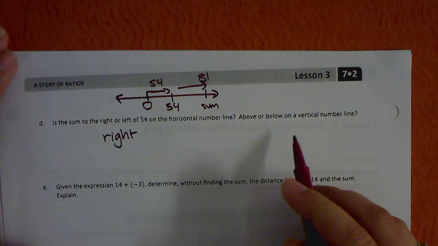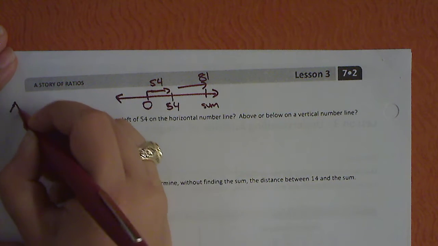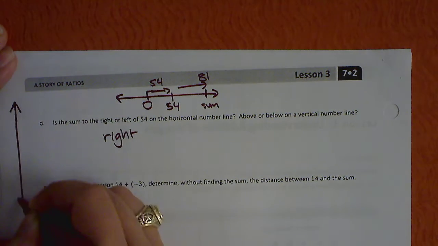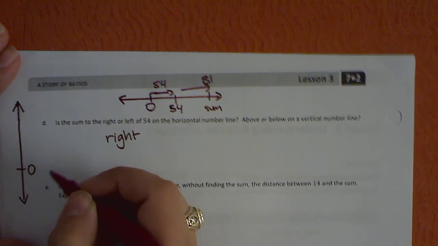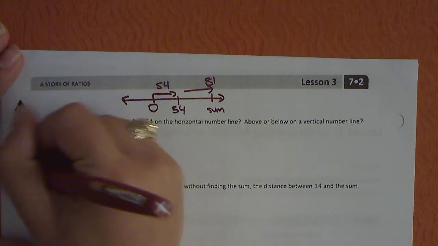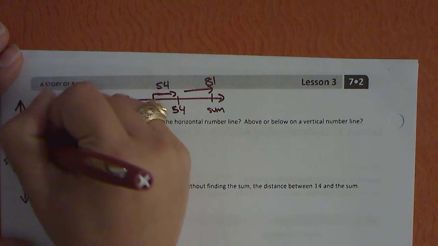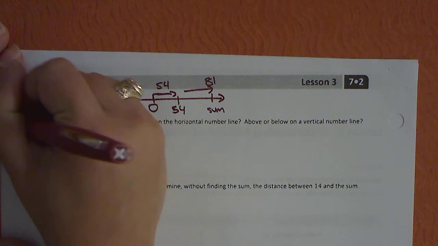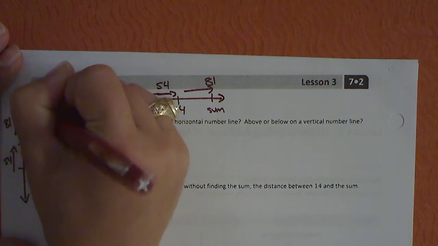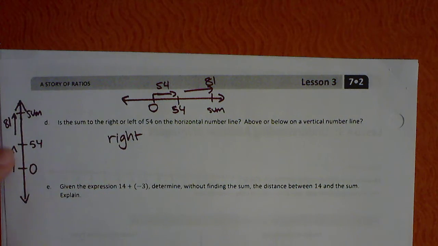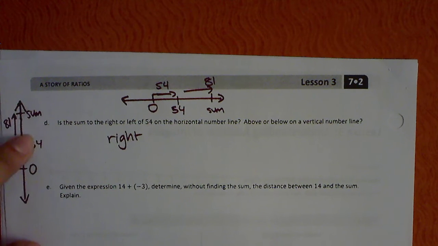And if I make a vertical number line, starting at 0, I would go up 54 and up 81, landing at the sum. So the sum is going to be above 54.